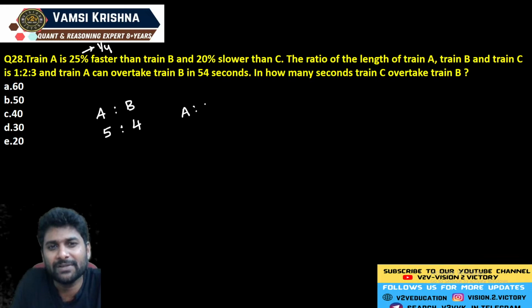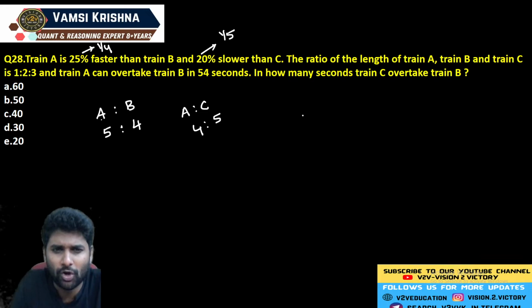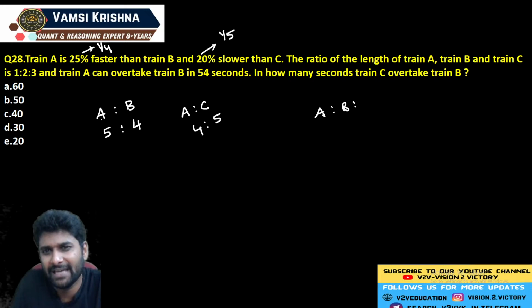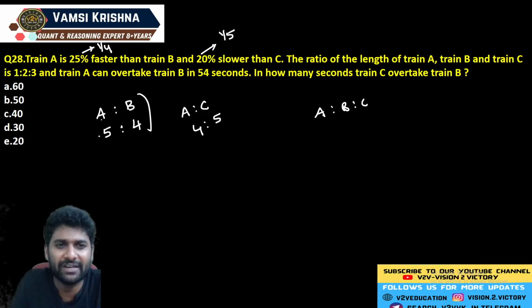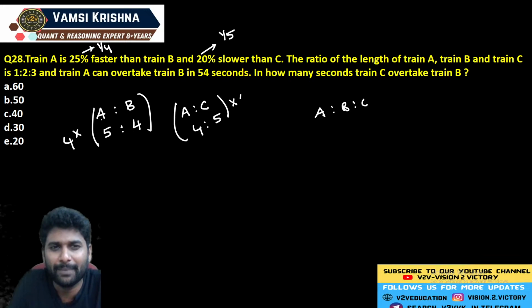If A is 20% slower than C, 20% is equal to 1 by 5. If C runs 5 units, then A, being 20% slower, runs at 4 units. Guys, you already know what the common value is here: A is common. If A is common, we should equate it. How can you equate it? We should multiply by 4, and you should multiply the other by 5.